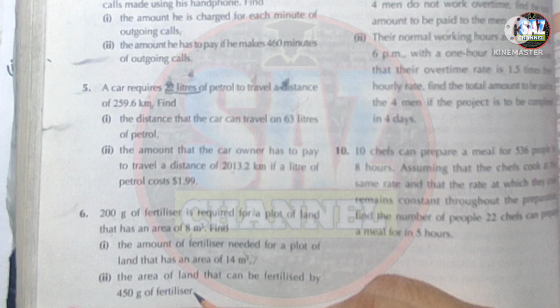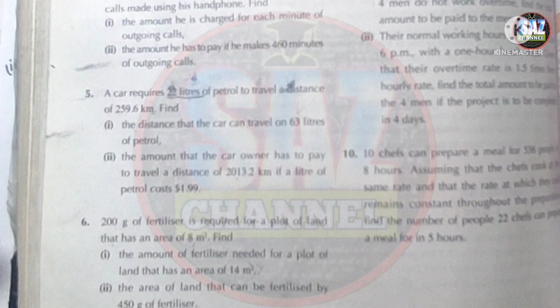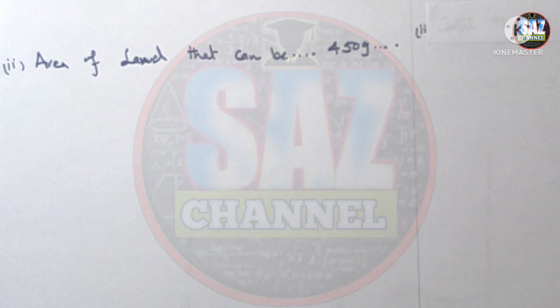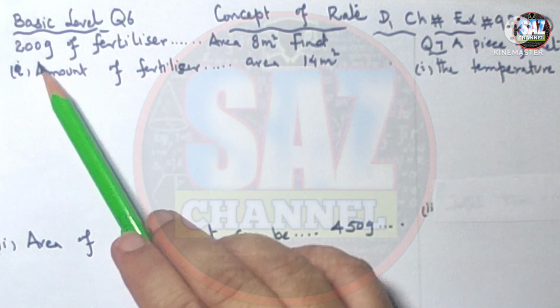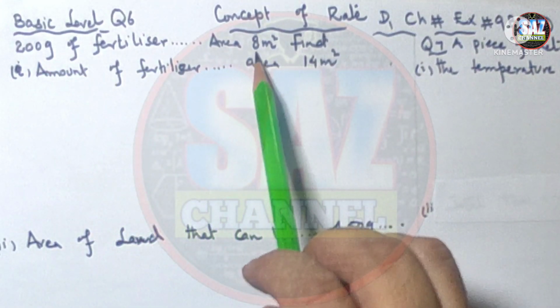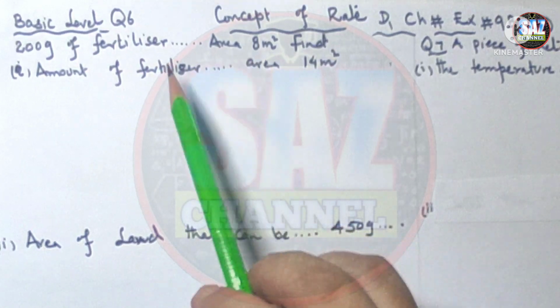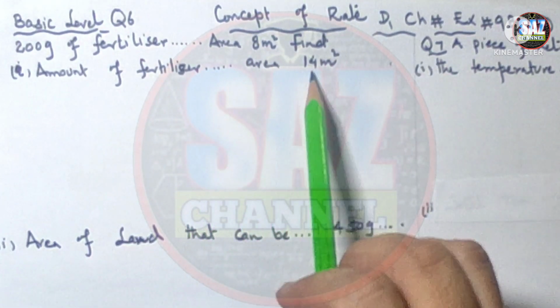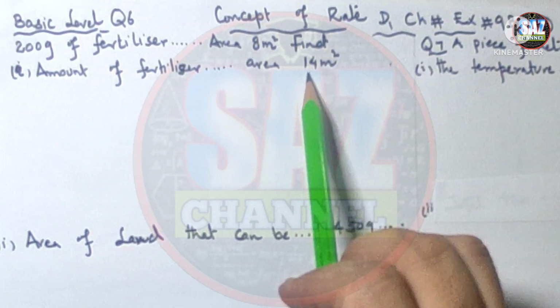The question has two parts, so we'll be discussing each part one by one, and I will go really slow in these questions because they are really important for your O-level examination. So try to understand the question: if we have 200 grams of the fertilizer, the area is 8 meters square, and we need to find the fertilizer for the area which is 14 meters square.